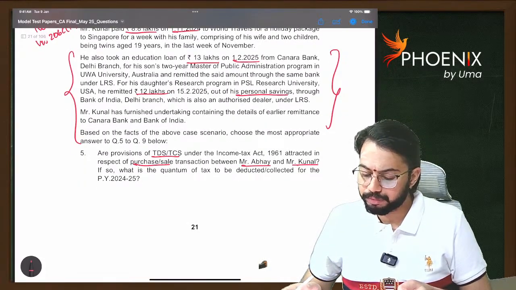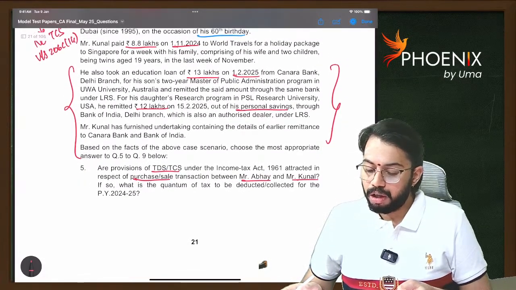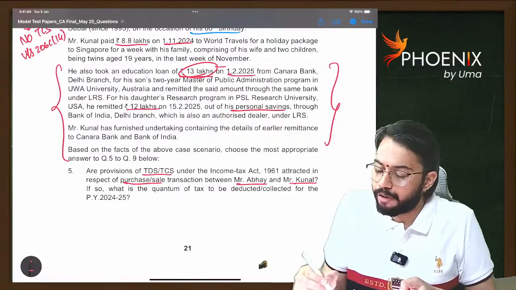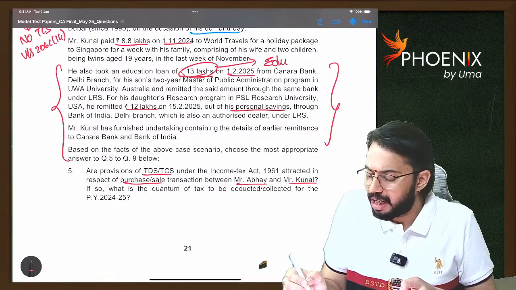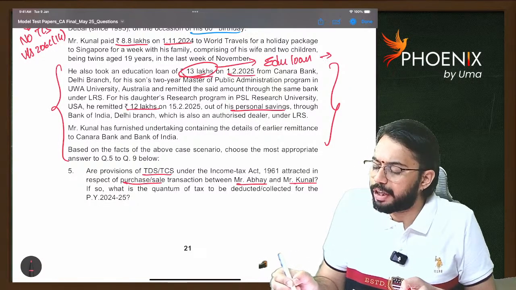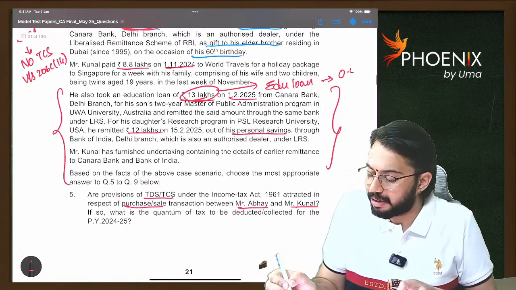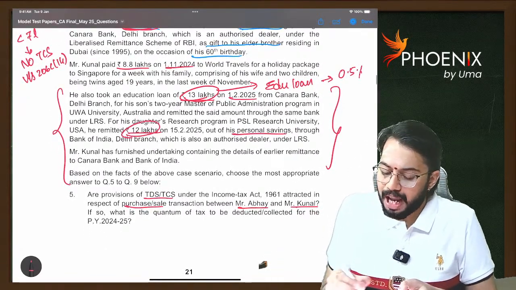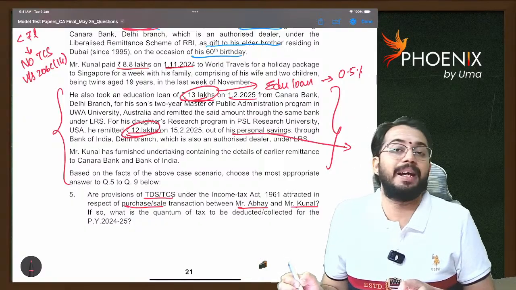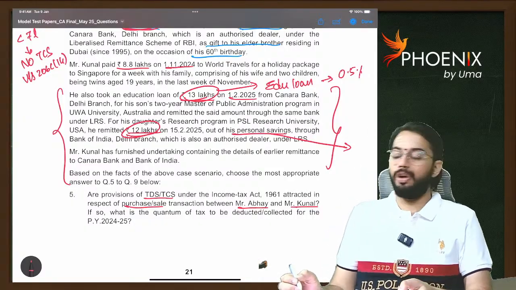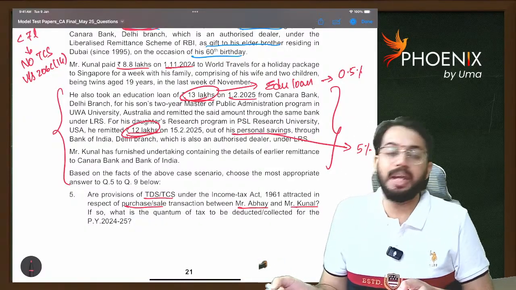Now, 13 lakhs was remitted out of education loan. As it is remitted out of education loan, the rate of TCS will be 0.5%. Now, 12 lakhs is remitted to daughter out of personal savings. It is not education loan. So, the rate of TCS will be 5%.